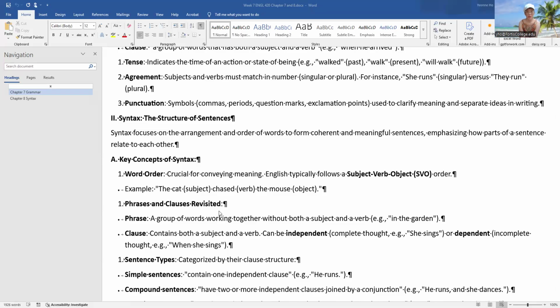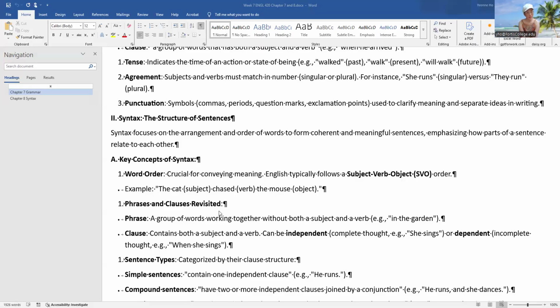Punctuation, symbols such as commas, periods, and question marks, used to clarify meaning and separate ideas in writing. Syntax focuses on the arrangement and order of words to form coherent and meaningful sentences, emphasizing how parts of a sentence relate to each other. Word order is crucial for conveying meaning in English. English typically follows subject-verb-object order, SVO. Example, the cat, subject, chased, verb, the mouse, object.